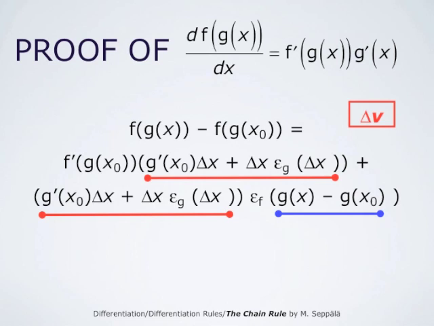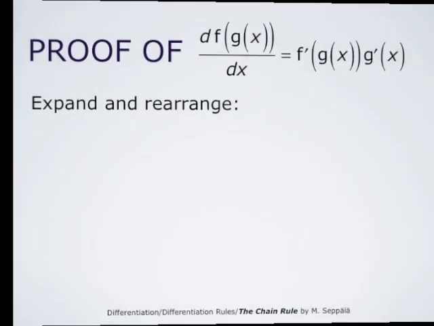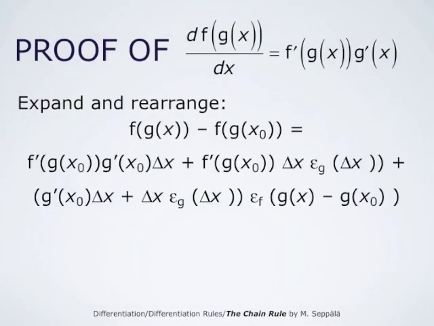Next we expand the first term on the right hand side and we do some rearrangement. When we expand the first term on the right hand side, we get f at g of x minus f at g of x0 equals f prime at g of x0 g prime at x0 delta of x plus f prime at g of x0 delta of x epsilon g at delta of x plus the product g prime at x0 delta of x plus delta of x epsilon g delta of x, and that's multiplied by epsilon f evaluated at g of x minus g of x0.